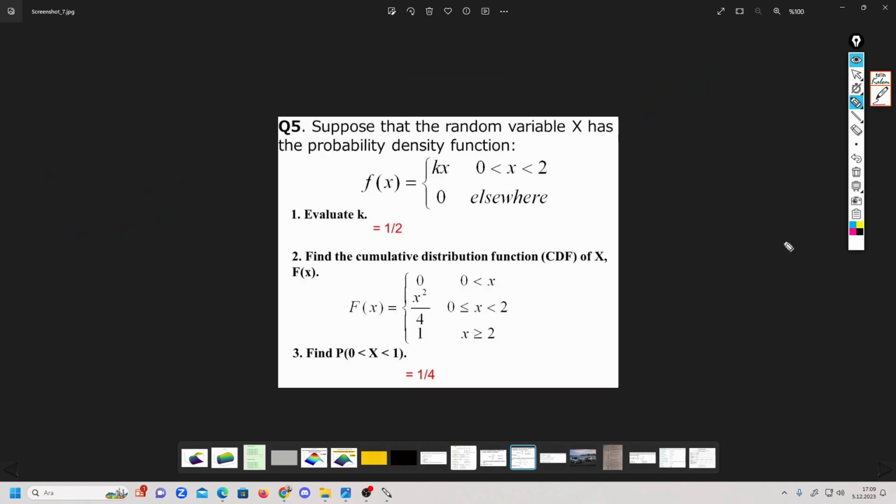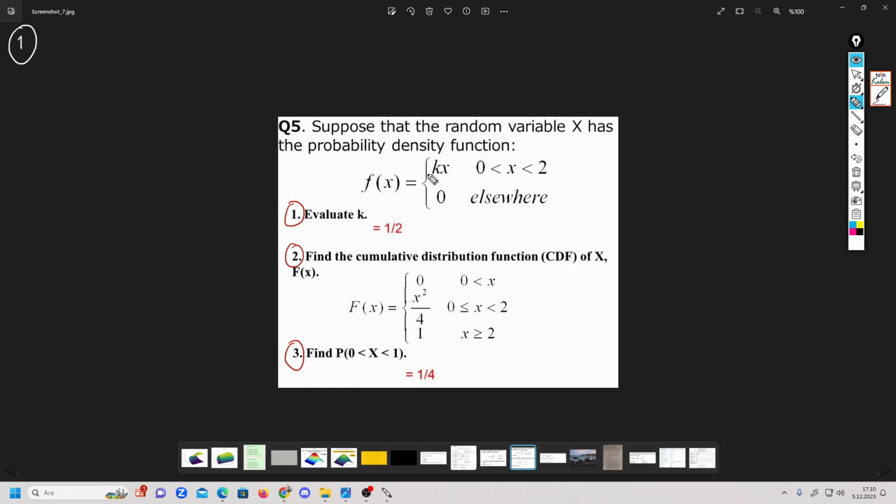In this question, it is given again the probability density function. Actually, we are asked to find k in the first. Okay, here there are actually three questions. This is the first question, second and third. Also, it is given the answer, but I will show how we obtain them. Okay, first question.